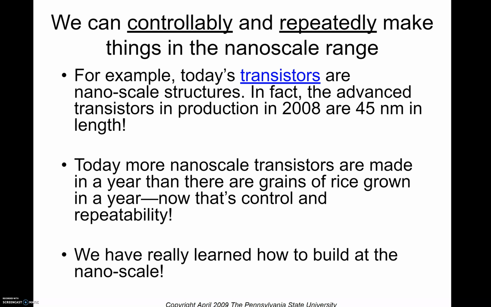For example, today's transistors in 2020 are in the, I want to say, 3 to 5 nanometer range. Maybe even a little less than 3 nanometers, but in that single-digit nanometer range, which is outdated for this example here in 2008. There are more nanoscale transistors made in a year than there are grains of rice grown in a year. I'm sure that's still true. And we have really learned how to build at the nanoscale.